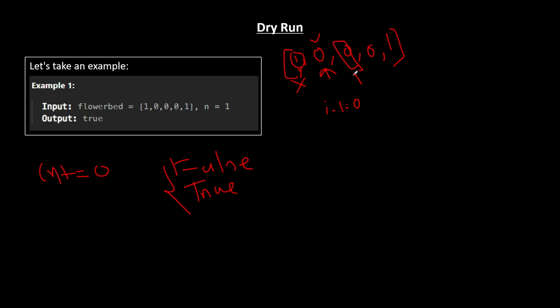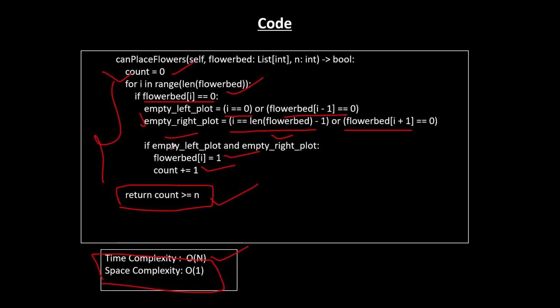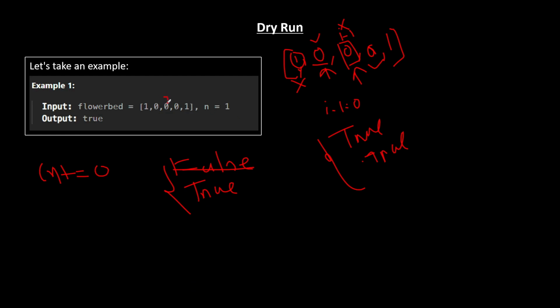We come here. This is 0. Again, we will check whether it is a starting index. No, it is not. Whether I minus 1 is 0. Yes, it is. Now we will check the right neighbor. Is it the last index? No. Whether I plus 1 is 0? Yes, it is. So both become true, the left neighbor and the right neighbor. Right? If both become true, we will insert 1 here and make the count 1.